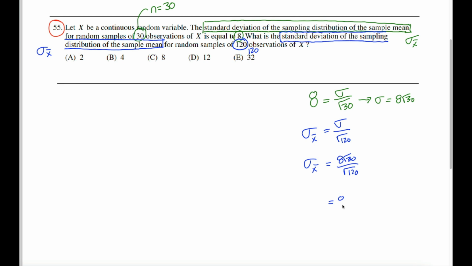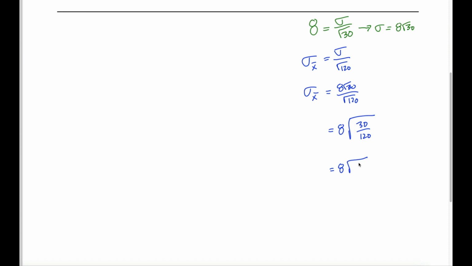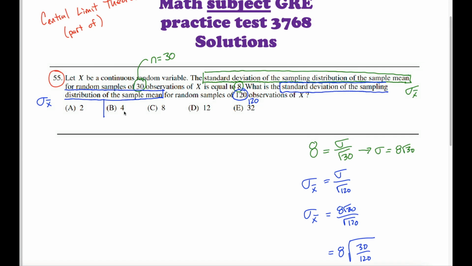In other words, 8 times the square root of the quotient of 30 and 120. In other words, 8 times the square root of a quarter. In other words, 8 times a half. In other words, 4. Showing lots of work because there's nothing else to do in this problem. The answer to the question is just 4. 4 is option B. Done.